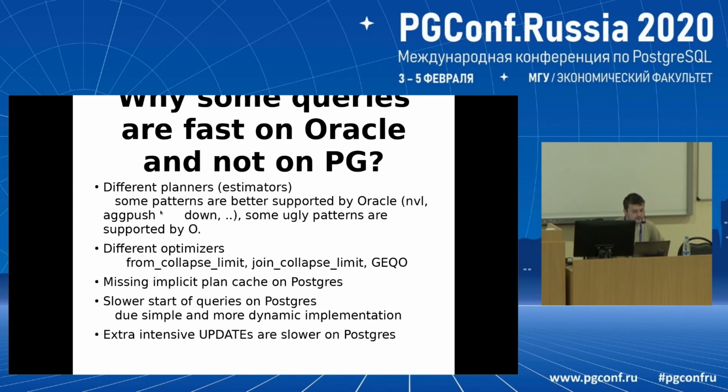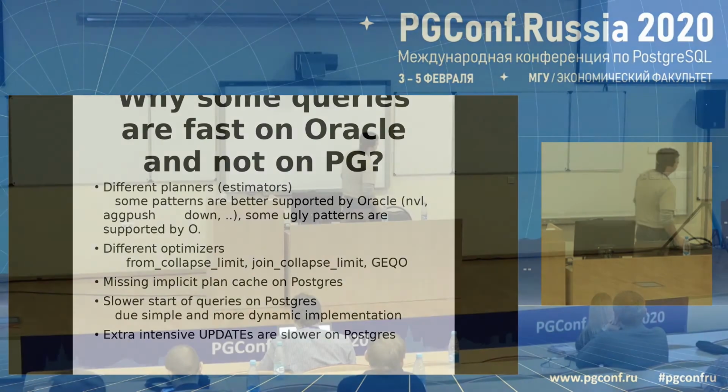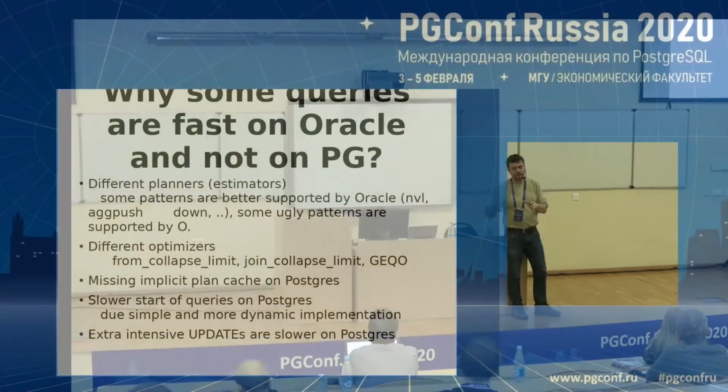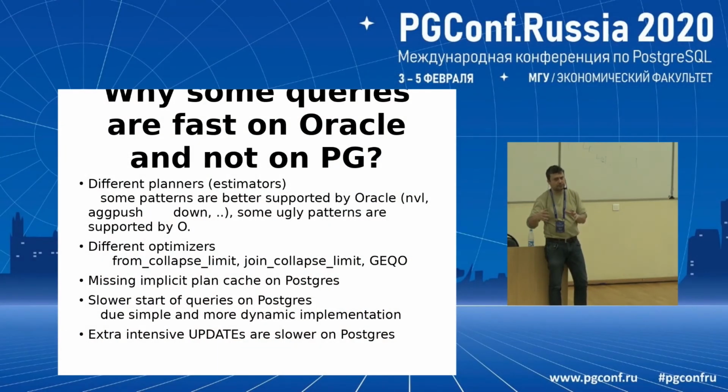And here is some summary. Why are some queries faster on Oracle and not on Postgres? Because there is a different planner, a different optimizer, and a lot of the time people have the default configuration, and the default configuration is designed really for small computers. So if your database server is not small, then you can increase these values.